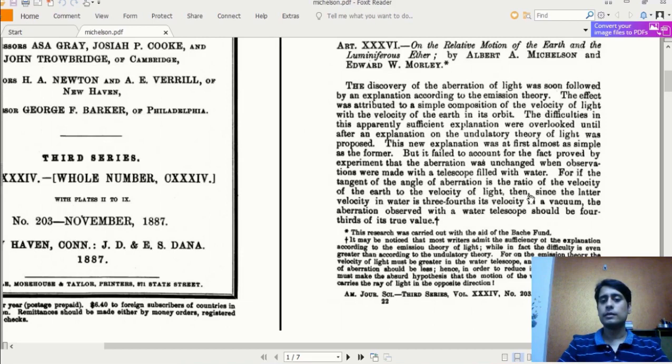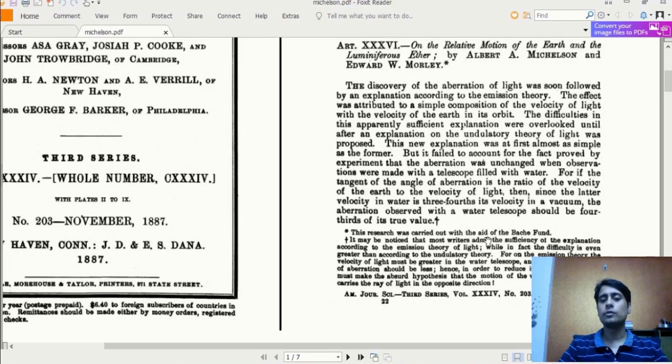And since light's velocity in water is 3/4 its velocity in vacuum, you know that whenever light changes medium, the velocity is reduced in the denser medium. So it's approximately 3/4 the velocity of light in vacuum. The aberration observed with a water telescope should be 4/3 of its true value. So the aberration observed with the water telescope had to be 4/3 of its true value.